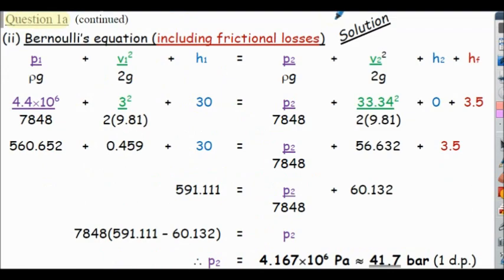Question 1A, solution continued. For step 2, we're now applying Bernoulli's equation, and notice we're including frictional losses here. Again, I'll let you review the solution at your own pace, just basically inserting the values from the previous slide. This time we have to rearrange for the pressure at the outlet, P2, it's the only unknown in the problem. So rearranging for P2, we find the pressure is 41.7 bar to 1 decimal place.